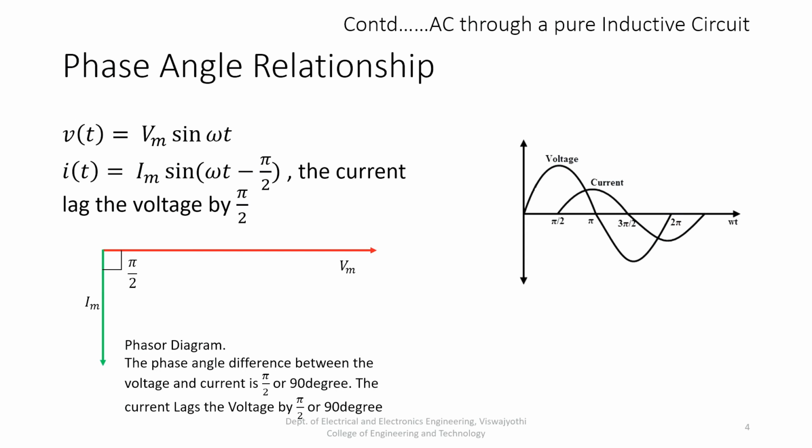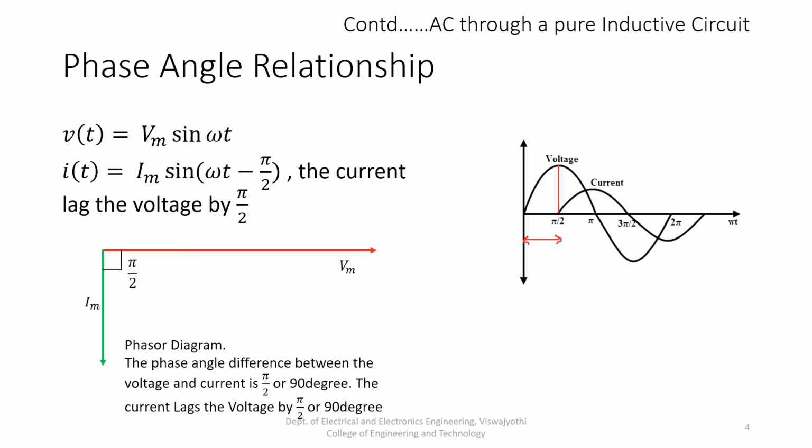That is, as the voltage has started to increase on the positive side, and once it has reached the positive maximum, the current starts to increase. So the current and voltage have a phase angle difference of pi by 2 radians, or 90 degrees. Here the current is said to be lagging, or the current lags voltage, since voltage has come first and current comes in the later phase.